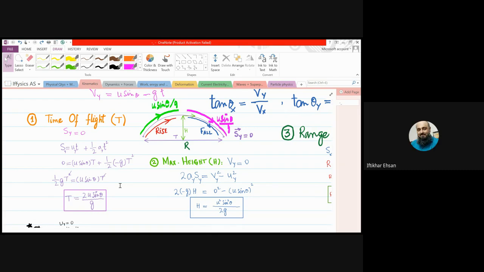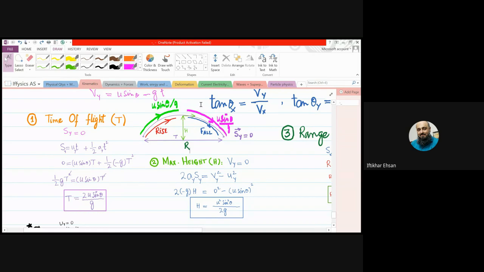So, this 2u sine theta over g gives you the total time of flight. We can divide the time of flight into two parts: first when it's rising and then when it's falling. So of the 2 times u sine theta over g, the time it takes to rise is half of that, u sine theta over g, and the same time, u sine theta over g, it takes to fall down.